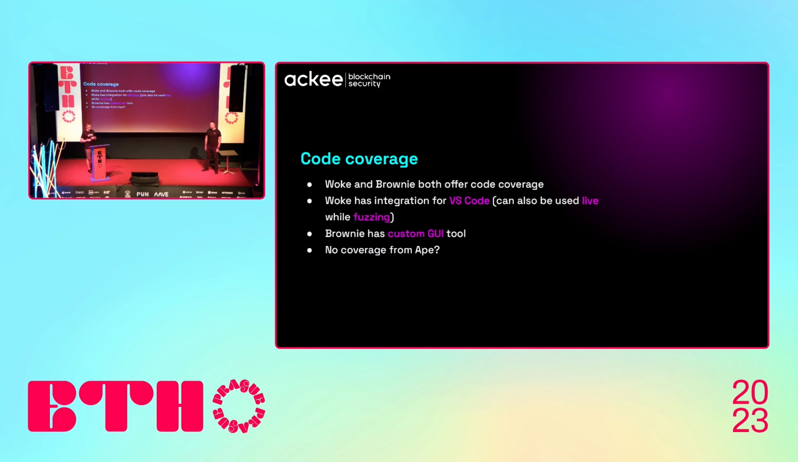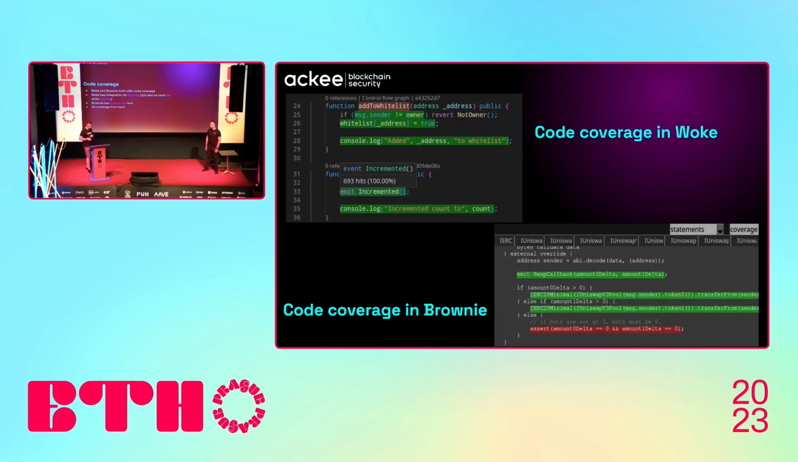And Brownie has a custom user interface. This is how it looks in Vogue. So we have VS Code, and we have some highlighted statements. Then you have the exact number of executions for each statement. Then you have a percentage, which is always relative to the function body, or in the case of a function name, it's relative to all the function names in the project. And this is basically how it looks in the custom UI in Brownie.